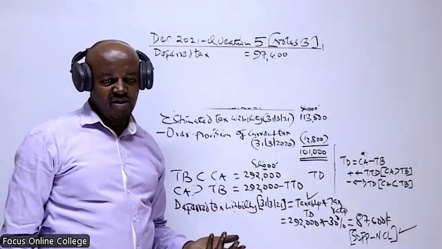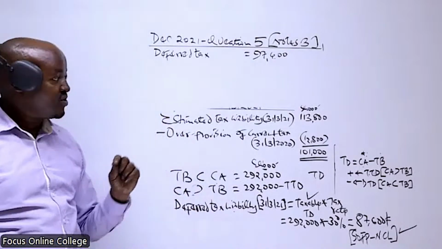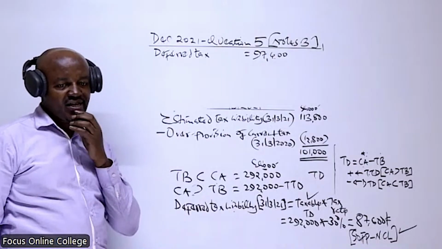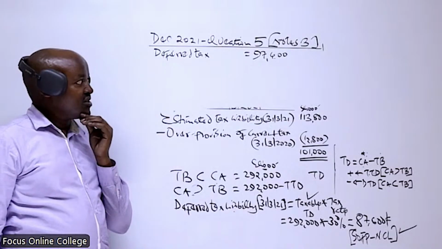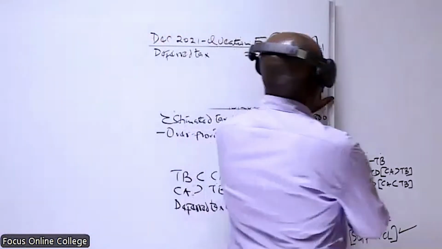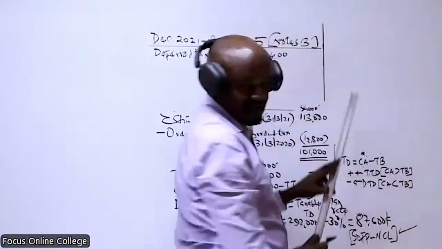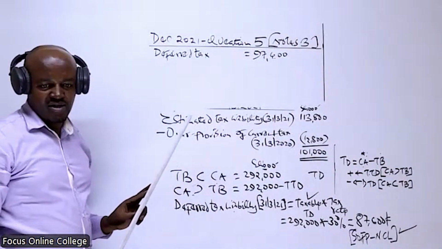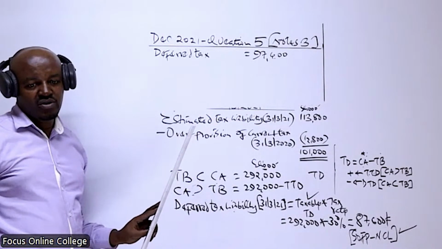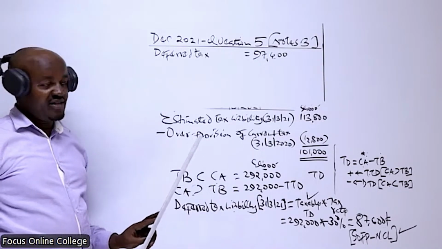Now, the first thing you need to determine is whether this is a deferred tax asset or a deferred tax liability. This amount of 97,600 at the start, is it a deferred tax asset or a deferred tax liability? Who can tell us? I'm told that it is a deferred tax asset. No.